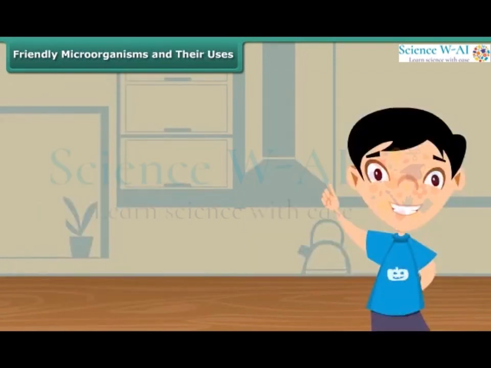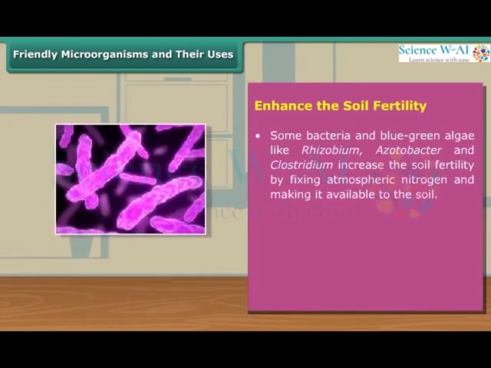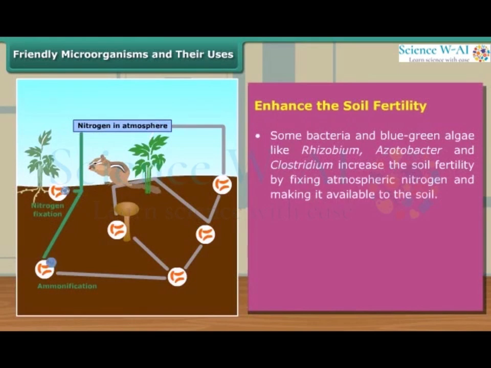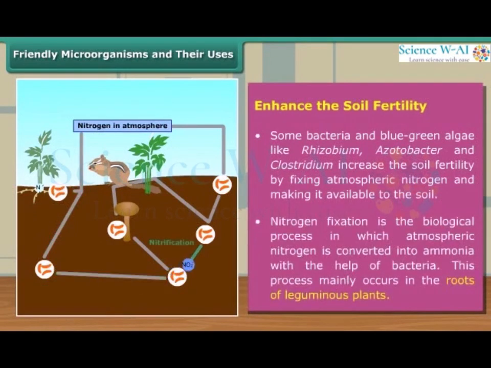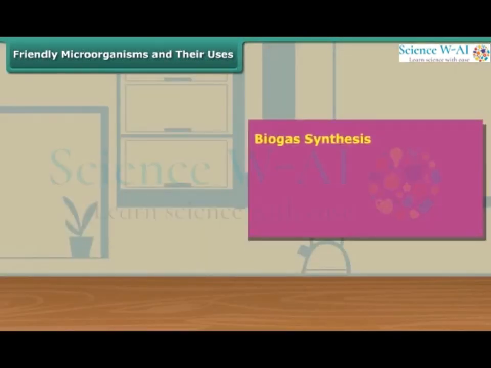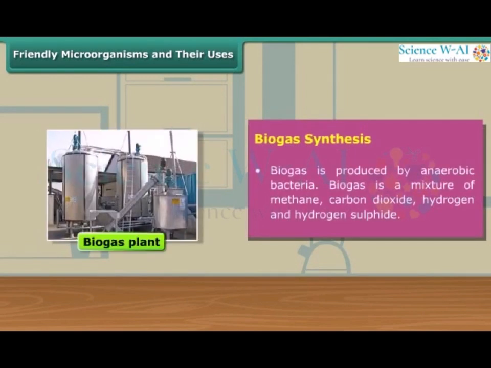Now let me tell you about other benefits provided by useful microorganisms. Some bacteria and blue-green algae increase soil fertility by the atmospheric nitrogen fixation process. Nitrogen fixation is the biological process in which atmospheric nitrogen is converted into ammonia. There are other friendly anaerobic bacteria that are used in the synthesis of biogas. Biogas is a mixture of methane, carbon dioxide, hydrogen, and hydrogen sulfide.